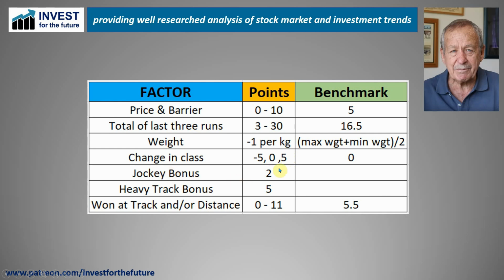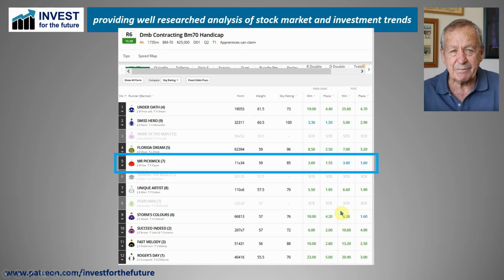There's a jockey bonus of 2 if the jockey is outstanding, and there's a heavy track bonus of 5 if there's clearly evidence that the horse is well suited to a heavy track. And because the one on the track and or distance scores run between 0 and 11, then the benchmark is 5.5. And so let's apply that to Mr. Pickwick in this particular race.